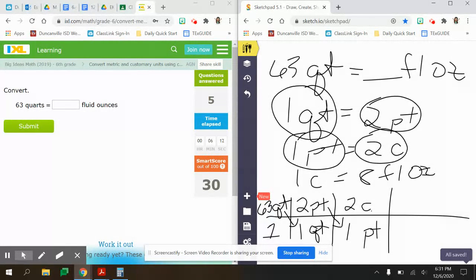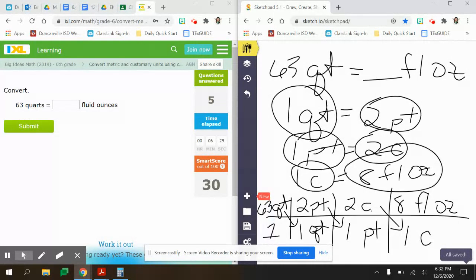I'm still not done because I'm not at fluid ounces yet. If that one's cups, the diagonal has to be cups. So there's another cups. What do I know about cups? I know 1 cup equals 8 fluid ounces. Now I'm talking about the fluid ounces, and that's what I want in my answer.